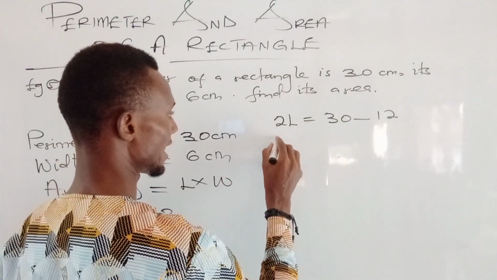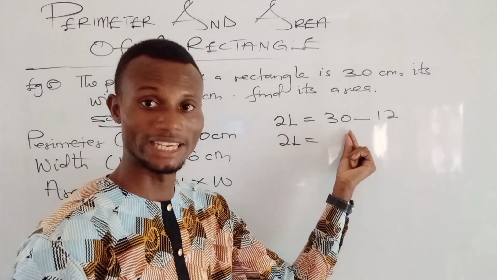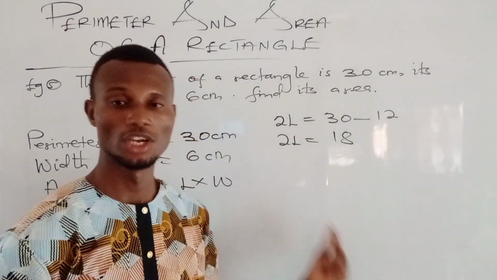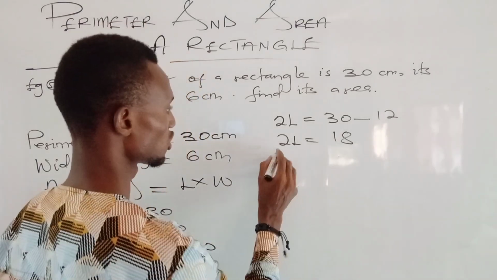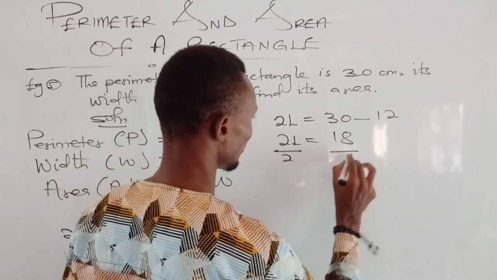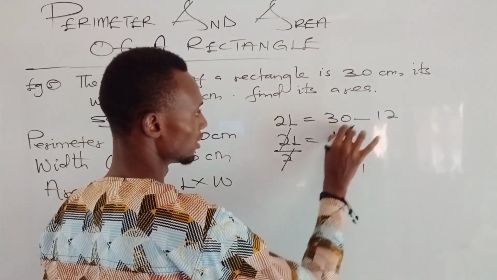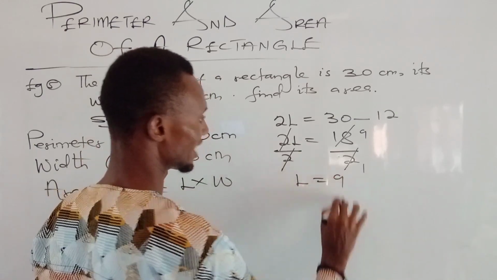Now let's solve further. So my 2L equals, 30 minus 12 gives 18. Now to get your L, you divide through by the coefficient of L, which is the 2. So I'll divide here by 2 and here also by 2, so that this 2 and this 2 cancel. 2 goes into 2 once, and 2 goes into 18 nine times. So you have your L equals 9.